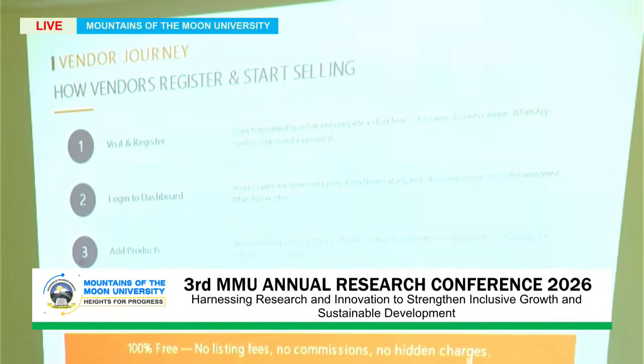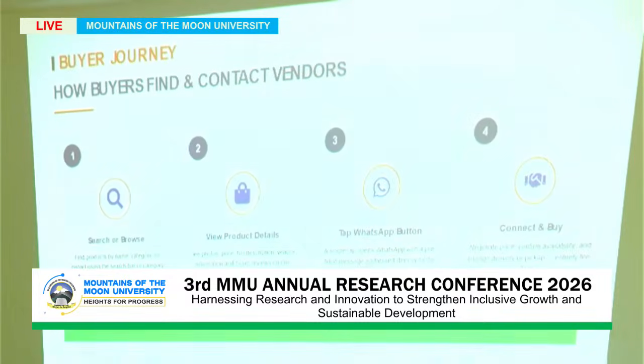So the vendor will visit the platform, register with basic business details and other information, then log into his dashboard, add product listings, and receive the fulfilled orders when buyers and customers contact him or her. So how do buyers find and contact traders?